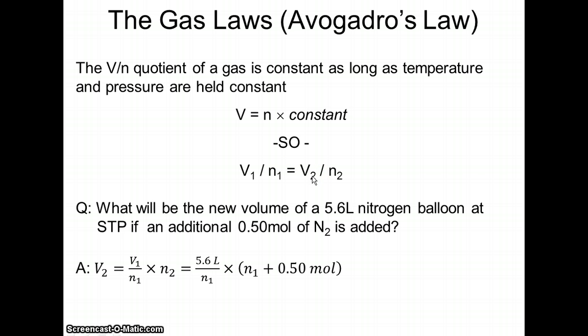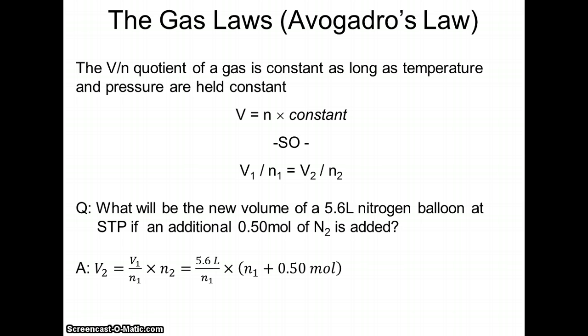V2, the new volume, tells me that V1 over N1 times N2 should produce this. And I know that the original volume is 5.6 liters. And I know that the new number of moles is 0.5 higher than the original. But that's all I know at this point. I don't know what that original number of moles is.